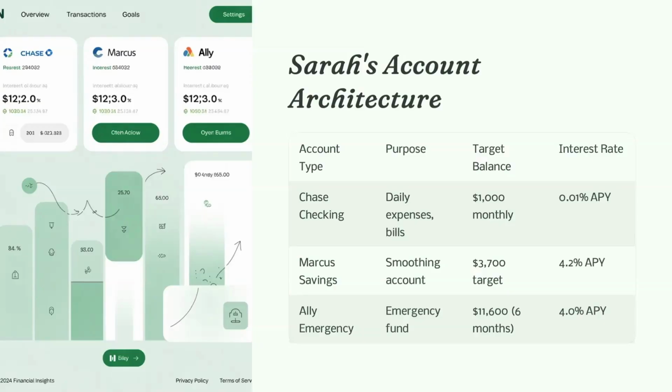Your smoothing account is for managing income variability. Money goes in during good months, money comes out during slow months. This happens regularly and predictably based on your income patterns. Your emergency fund is for your true emergencies, the things that aren't part of your normal income cycle. If you lose your job entirely, if you get injured or can't work, if your engine dies or you need $3,000 for car repairs, that's the purpose of your emergency fund.